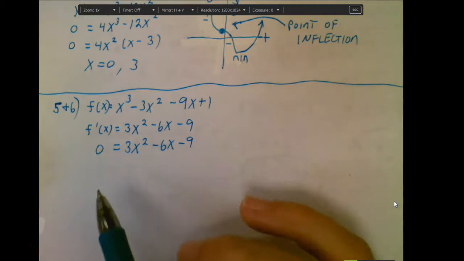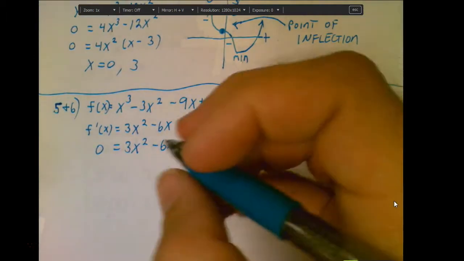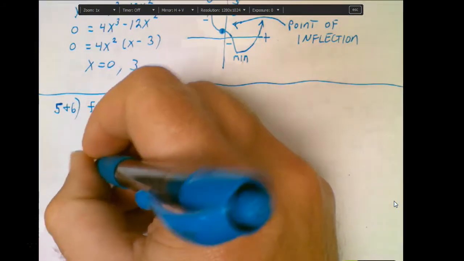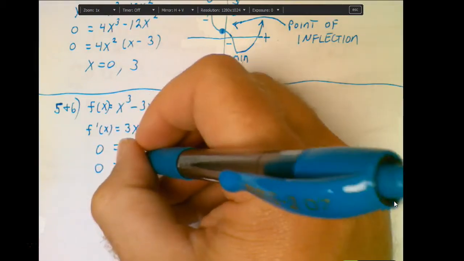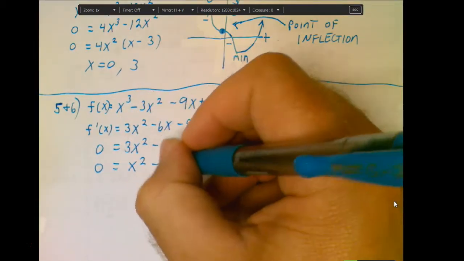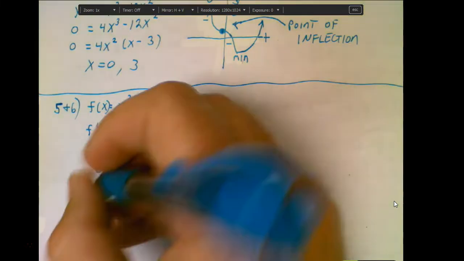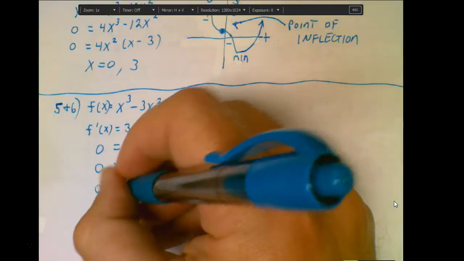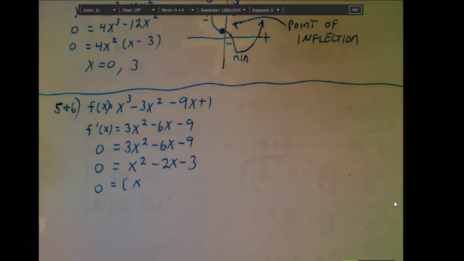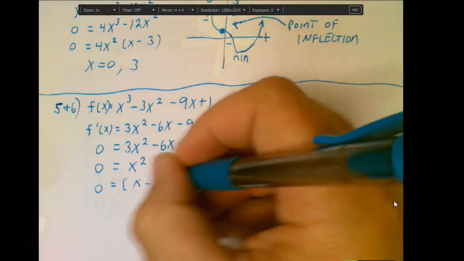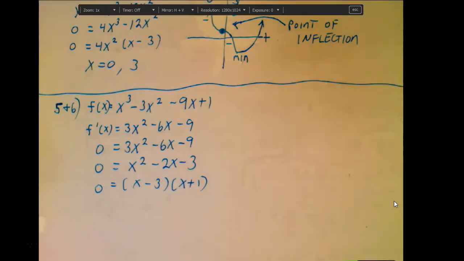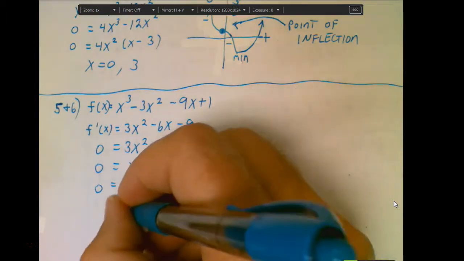In this case, it looks like a nice shortcut would be to divide the entire equation by 3, just to give us some smaller numbers to work with. That's a little easier to work with than to factor. So if we were to factor that, we should be looking at x minus 3 and x plus 1, which means the solutions are positive 3 and negative 1.